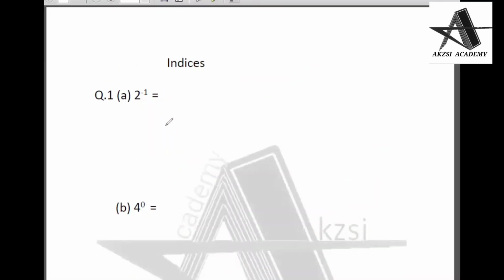See the first one. It's a simple one. 2 to the power of negative 1. Which rule? Fifth rule, that deals with negative indices. You need to flip it. So this will become 1 over 2 to the power of 1, that is 1 by 2, your final answer. Next, 4 to the power of 0. That's the fourth rule, that any number to the power of 0 is 1. So 4 to the power of 0 is 1.